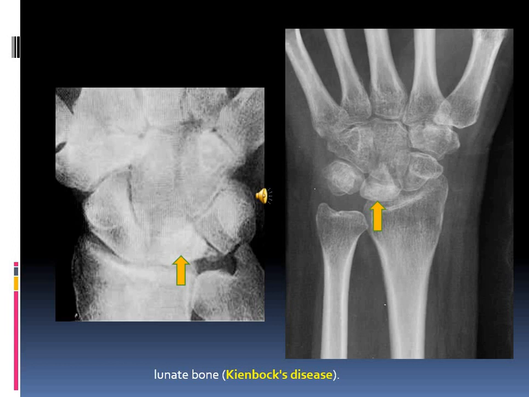This is an example of osteonecrosis of the lunate bone, which is very dense in this image, and you can see the marker just on the bone which is abnormal, and this disease is called Kienbock disease.